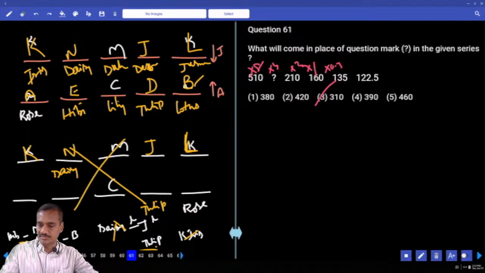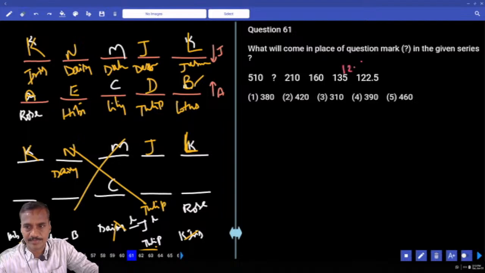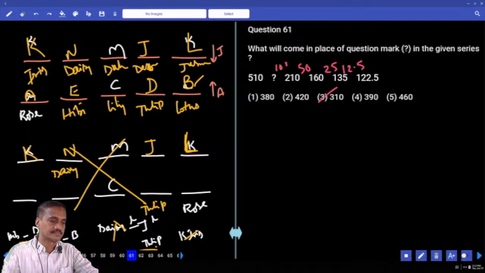Then 61. We said 122.5 and 135. What is the difference? What differences do we have? Here the difference is 12.5. Here the difference is 25. Here, 50. Into 2, into 2, here 100. And next one 200. And 310 is the answer, choice.